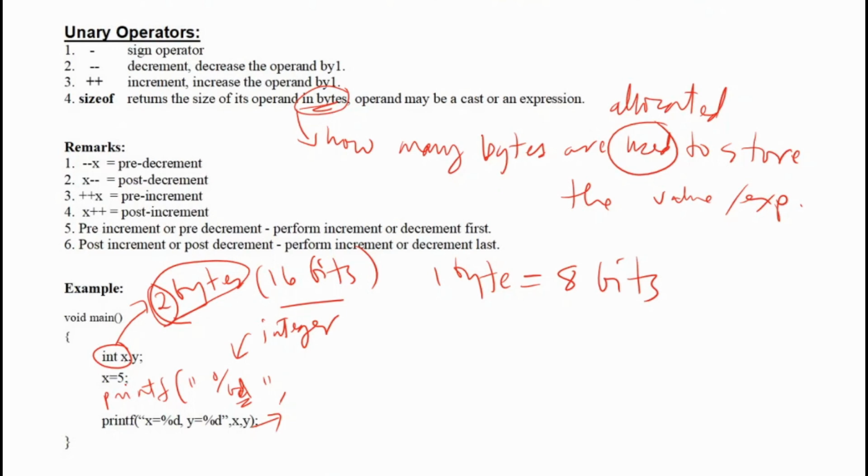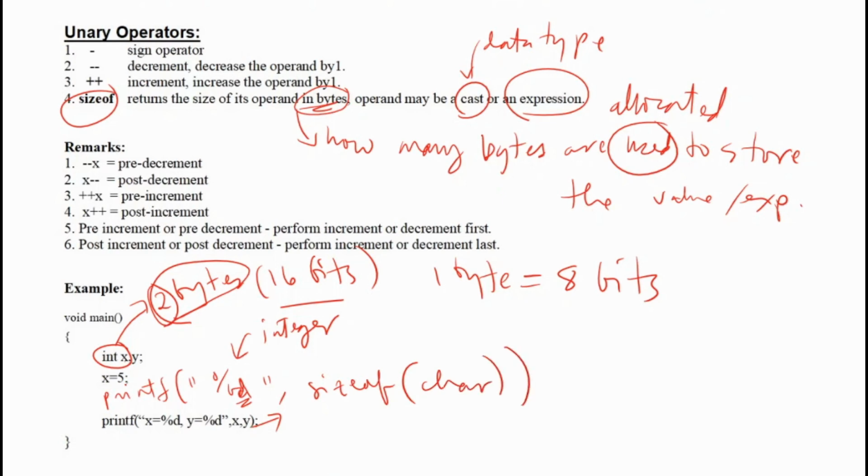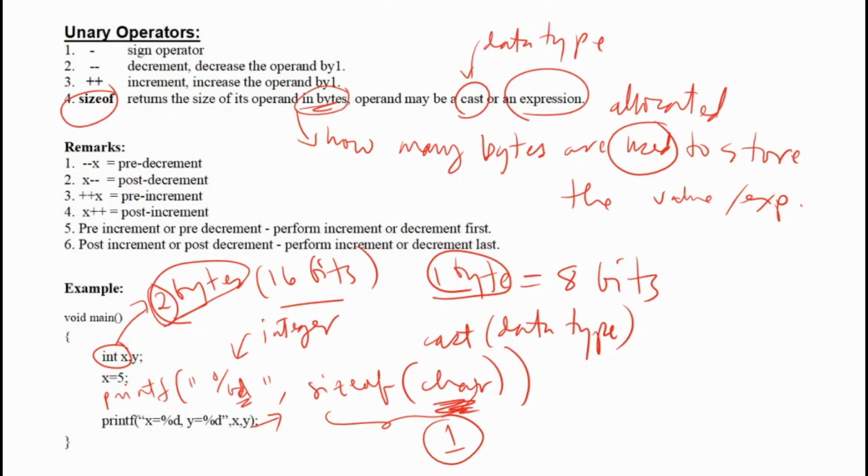Now, the operand of the sizeof can be a cast or an expression. So a cast is simply a data type. We write here sizeof char. Okay, we have here a cast or data type, character. How many bytes are allocated for character? Remember, it is 1 byte, right? So this would just be returning the value 1.